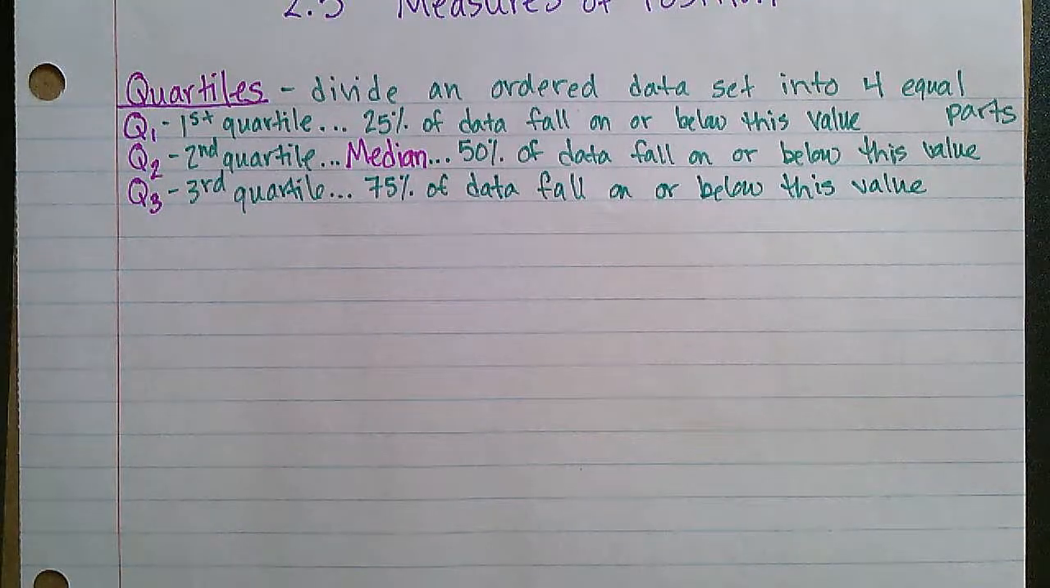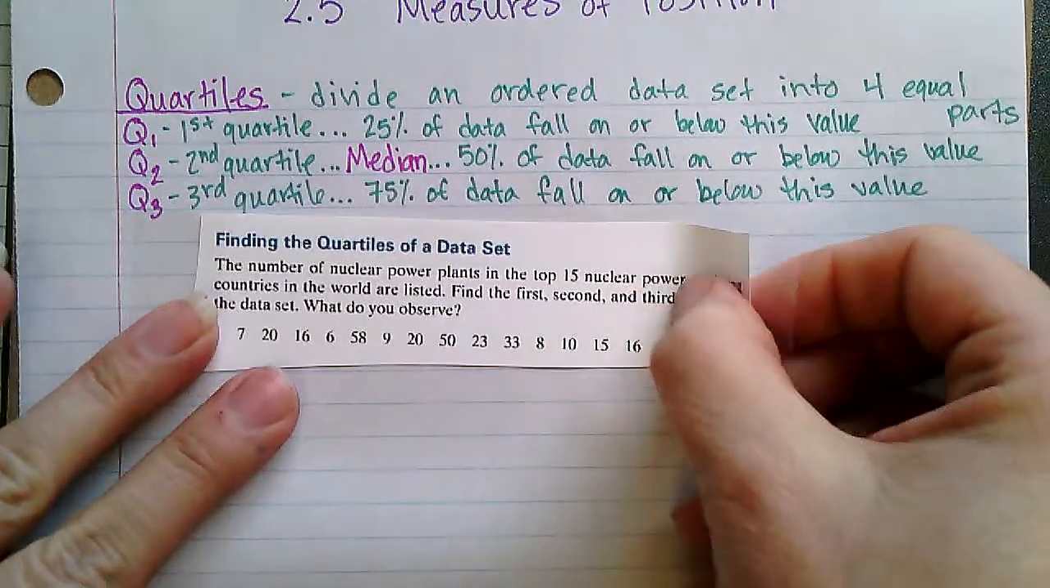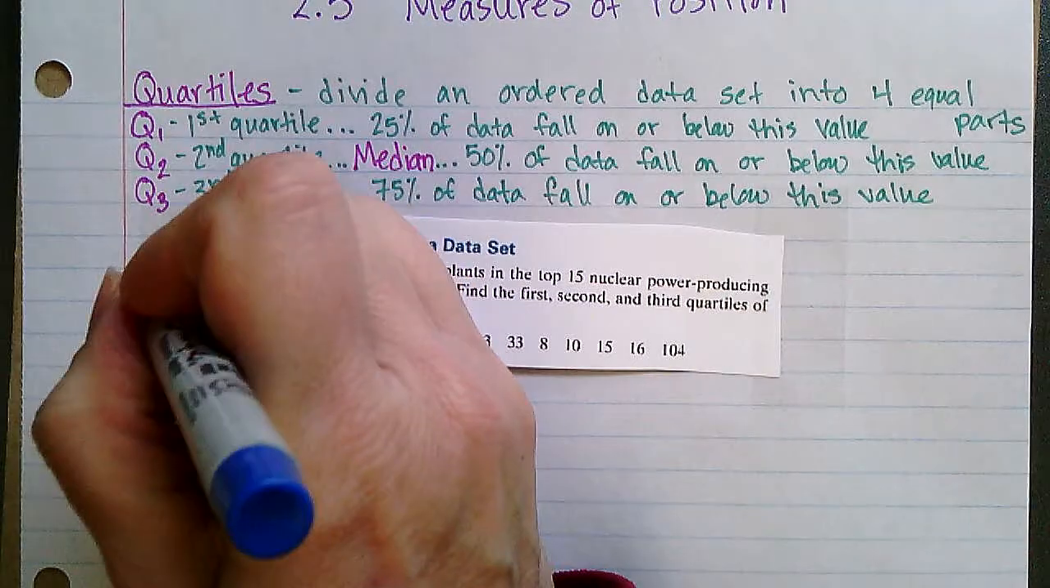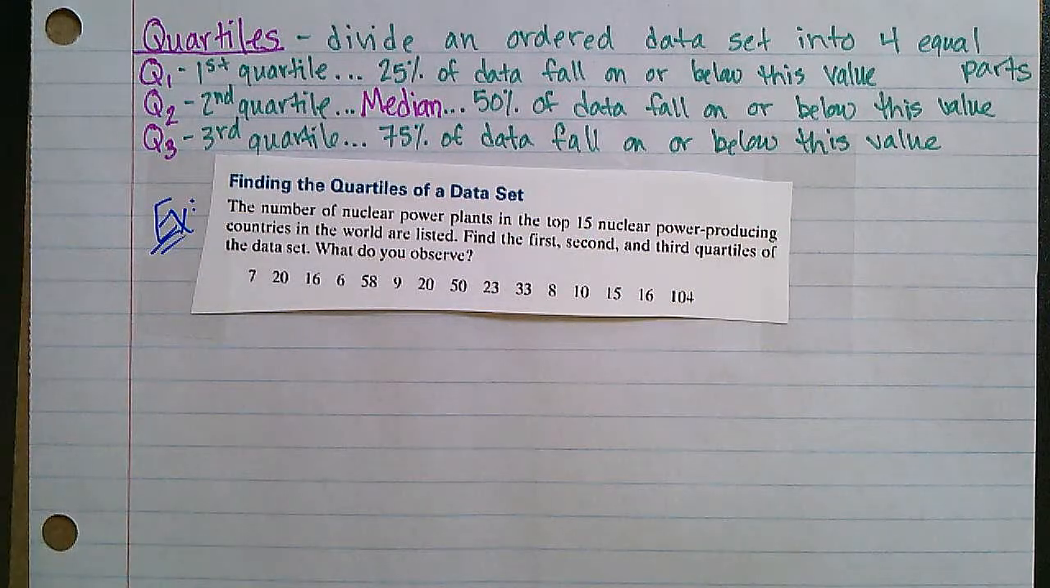So let's look at an example of calculating our quartiles for a data set. The number of nuclear power plants in the top 15 nuclear power producing countries in the world are listed. Find the first, second, and third quartiles of the data set. And what do you observe? So we're going to use this same data for several other types of measurements and explanations and procedures that we want to do. So keep it handy.